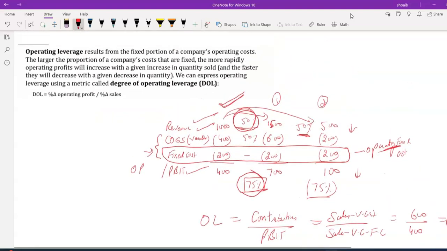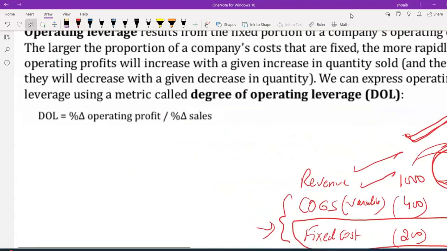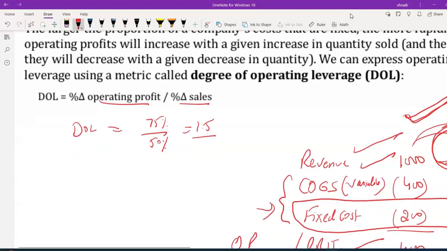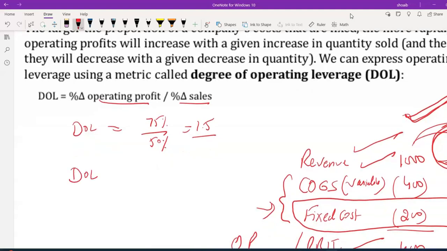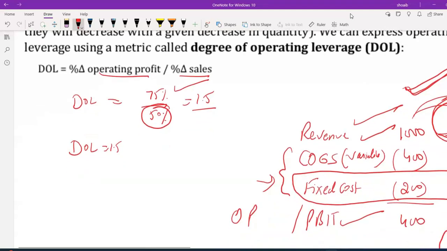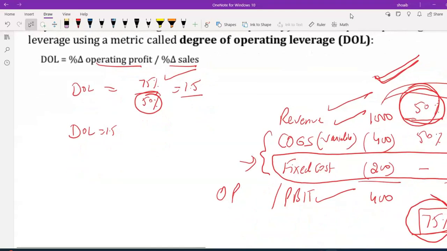So now look at this formula. This is exactly the opposite. Profit is changing by 75%. Sale is changing by 50%. So what is degree of operating leverage? 1.5. So in exam, maybe degree of operating leverage is given 1.5. An examiner is saying that sale is changing by 50%. How much profit will change? You can solve this.